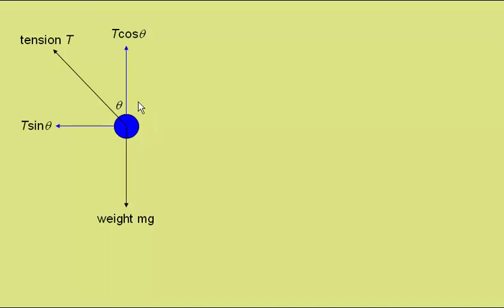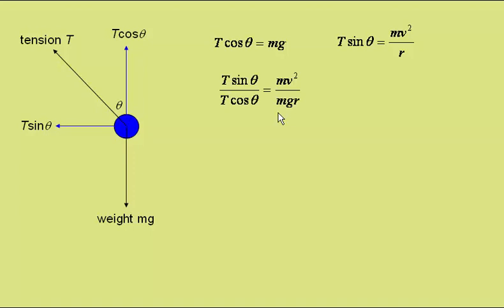The vertical component is exactly balancing the weight, so we can say that T cos theta is equal to the weight mg. The horizontal component is providing the centripetal force, so we can say that T sin theta is equal to the centripetal force mv squared over r. Combining these, we get this expression, and we can cancel the T's, the m's, and also sin theta over cos theta is tan theta, giving us tan of the angle theta is equal to v squared over gr. So mass does not appear in this equation.